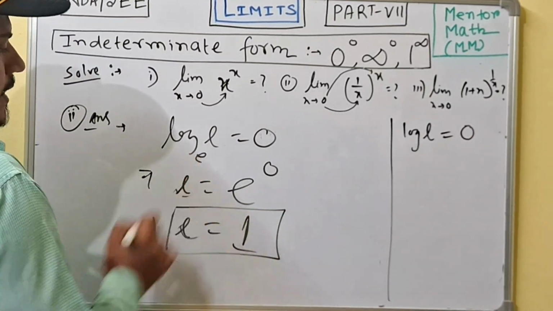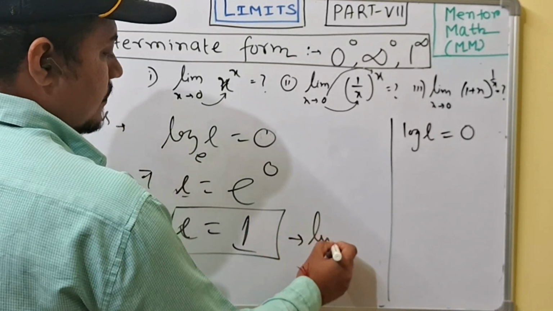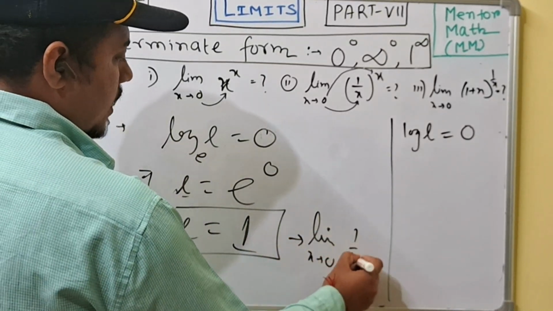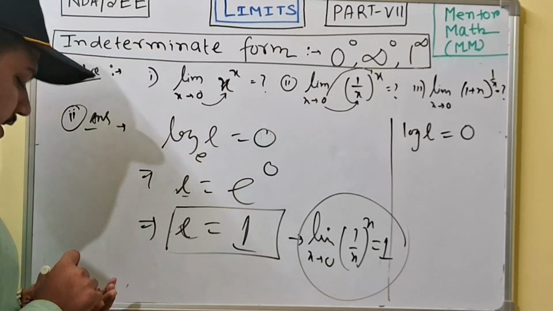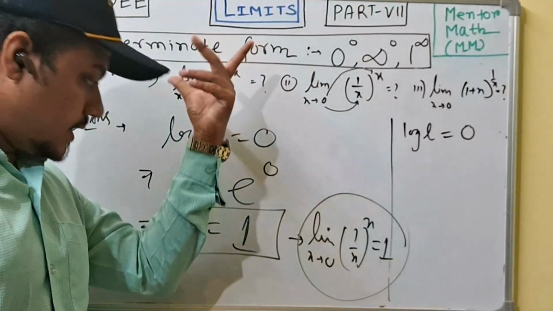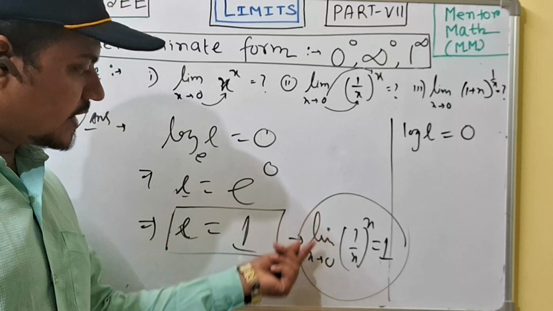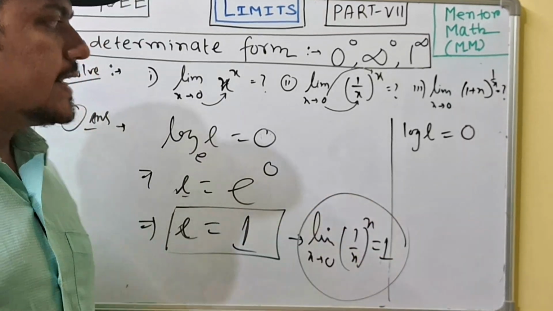So L is equal to e to the power 1, that means the limiting value as x tends to 0 of (1 by x) to the power x is equal to 1. So in that way, for infinity to the power 0, you have to solve it like this. So limit x tends to 0, (1 by x) to the power x is equal to 1.